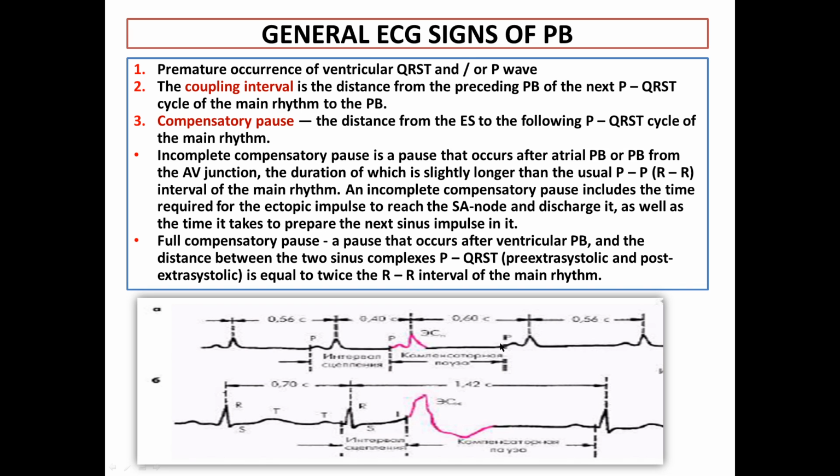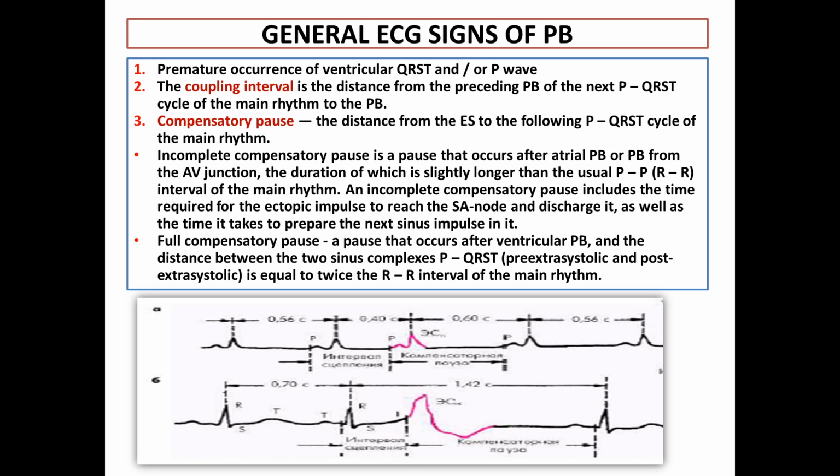Next is the compensatory pause, the distance from the extrasystole to the following P QRST cycle of the main rhythm. We have two types of compensatory pause: incomplete and complete. An incomplete compensatory pause is a pause that occurs after atrial premature beating or premature beating from the AV junction, the duration of which is slightly longer than the usual PP or RR interval of the main rhythm. An incomplete compensatory pause includes the time required for the ectopic impulse to reach the sinoatrial node and discharge it, as well as the time it takes to prepare the next sinus impulse in it.